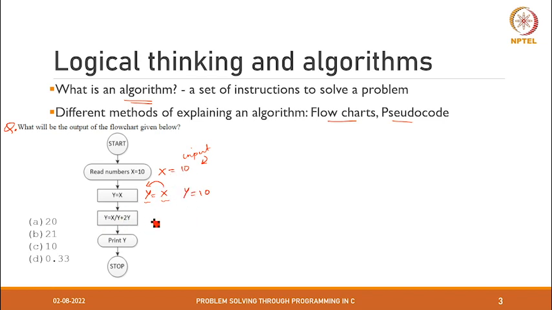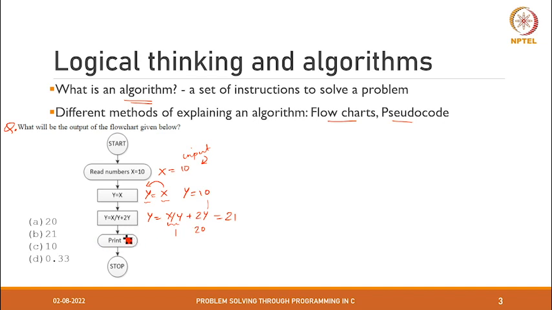Now in the next step, what we are saying is y is equal to x by y plus 2y. Okay, so now y is 10, and when we calculate this part, it will be 1, and when we put in the x and y values here, it will be 20. So y will be 21. I hope this calculation is clear to you.